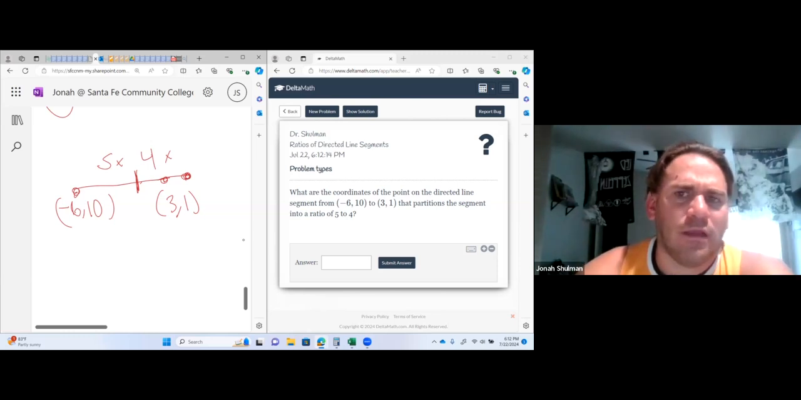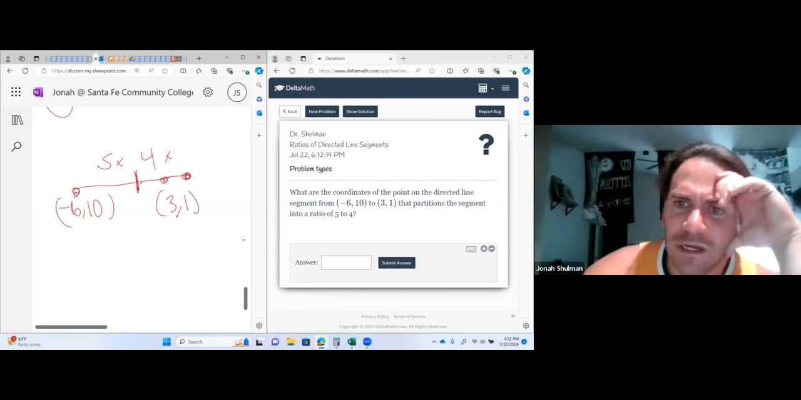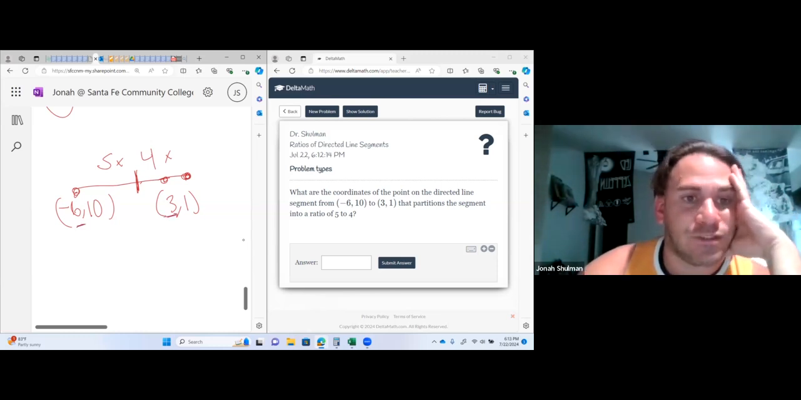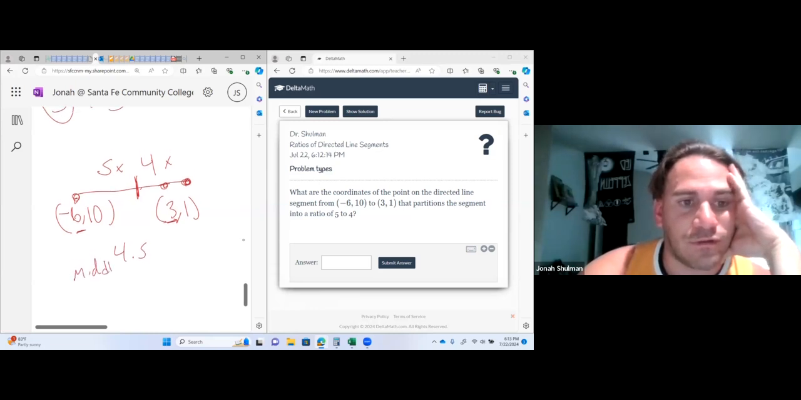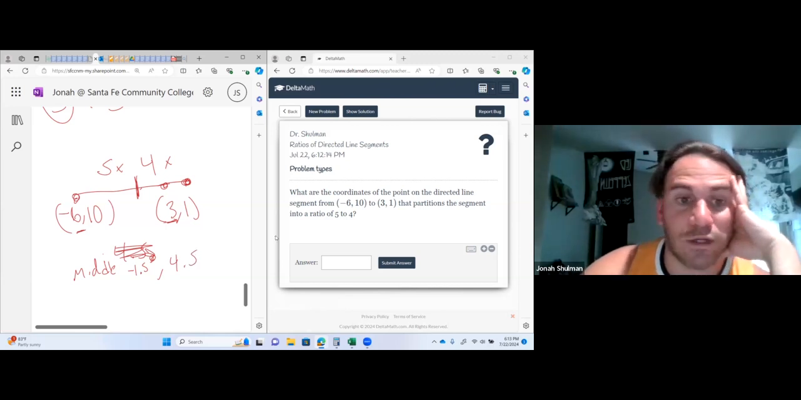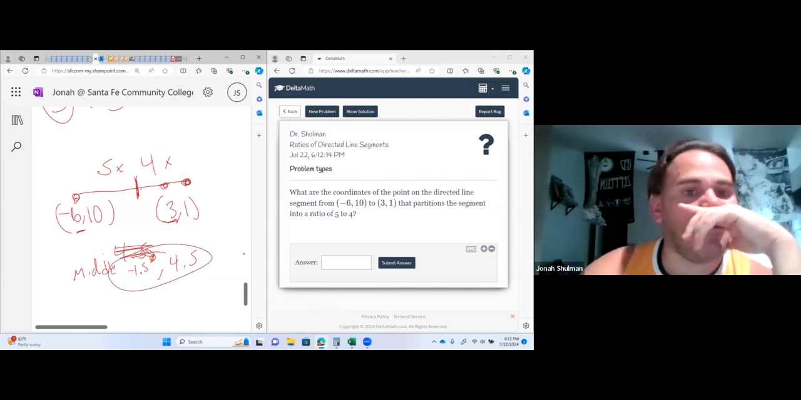So there's got to be an interesting way to do this. -6 to 10 is 9, so this is 4.5. The middle is 4.5. And 10 to 1 is 9. So the middle is negative, sorry. This is we add them together. So the first one, -6 and 3 is -3. So it's a negative 1.5. And this one is a positive 4.5. So that's if it was 1 to 1, right? If it was the middle. But we don't want the middle.